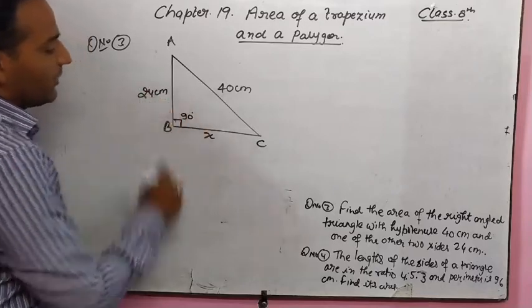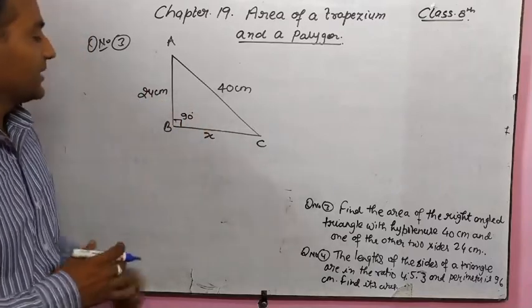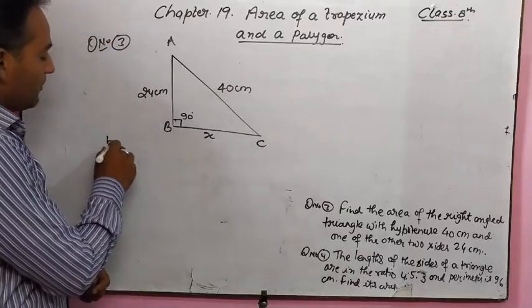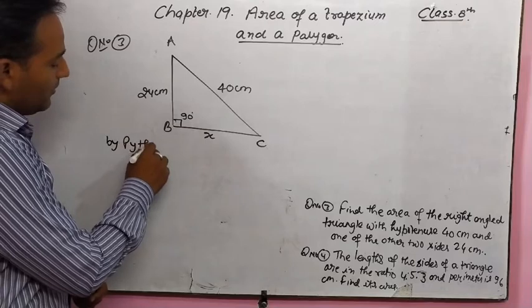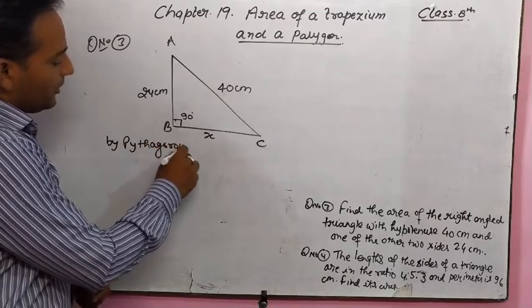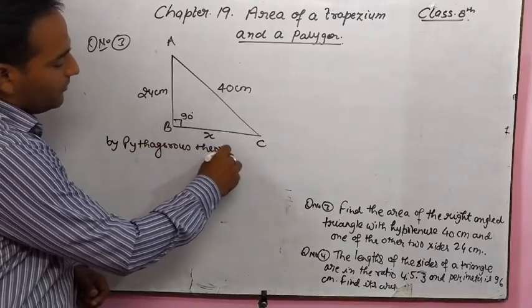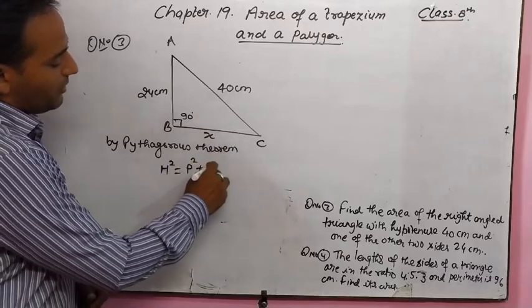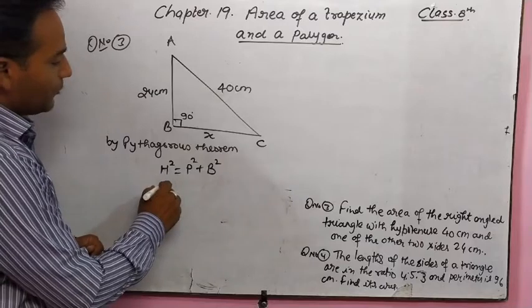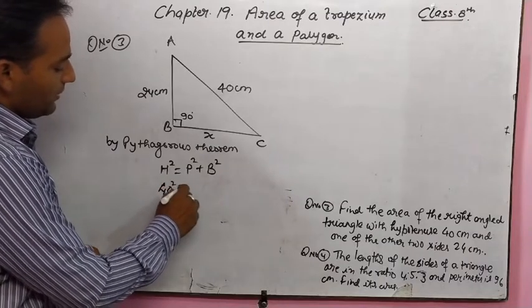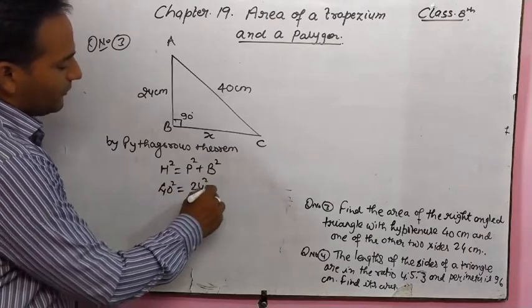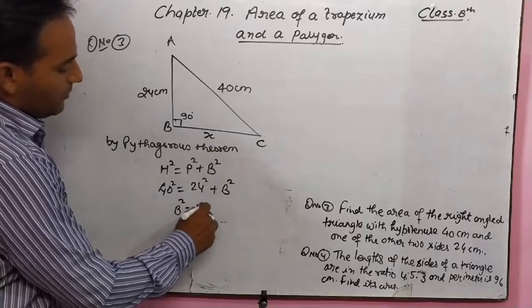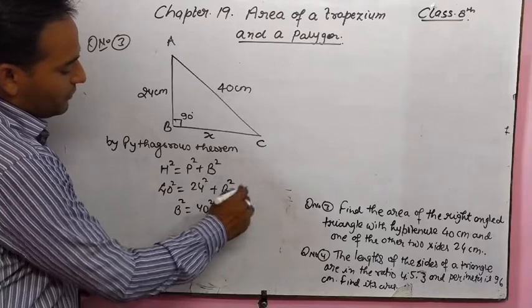So if we have a right angle triangle, very easily we can find BC by applying what? Pythagoras theorem. So by Pythagoras theorem, we know hypotenuse square is equal to perpendicular square plus base square. Hypotenuse is 40, perpendicular I have 24 and base we don't know. So base square will be 40 square minus 24 square.